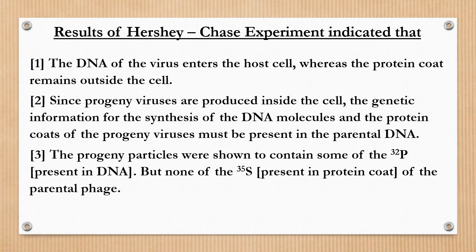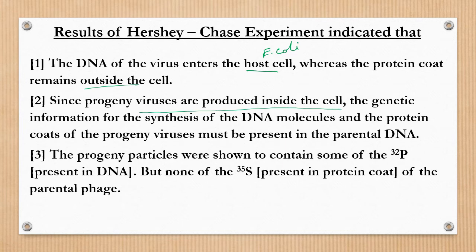The results of the Hershey and Chase experiment indicate that. So what does this result show? The DNA of the virus enters the host cell. Here the host cell is the bacteria; Escherichia coli is the host cell. Whereas the protein coat remains outside. So the progeny viruses are produced inside the cell.